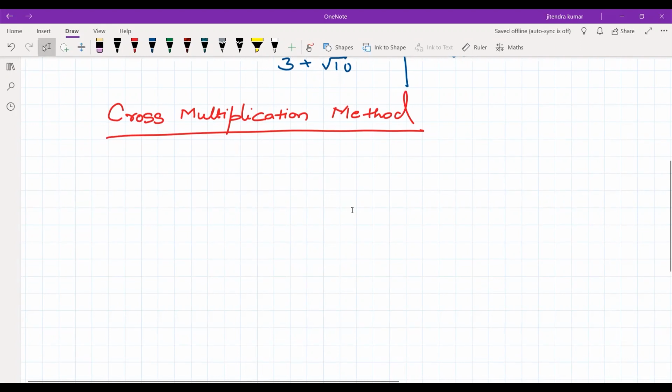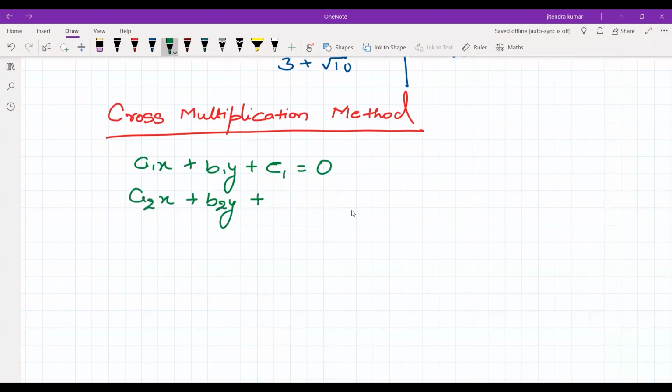In the cross multiplication method, I'm just explaining the steps here. You need to take care that both of your equations should be in this form only: A1x plus B1y plus C1 equal to 0. Your C1, the constant part, should be on the left side, not on the right side of the equal to. Then A2x plus B2y plus C2 equal to 0. So your equation should be written in this form.